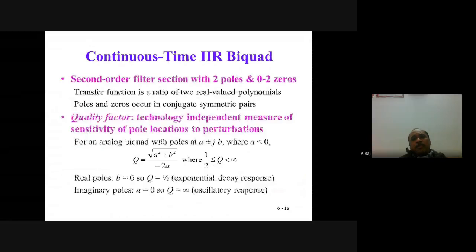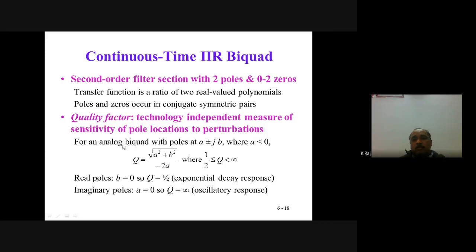Now, if we consider the continuous time case, in second order filter sections with two poles and 0 to 2 zeros, meaning there will be 0 zeros, 1 zero, or 2 zeros, that will be the second order filter. The transfer function is a ratio of two real valued polynomials, and the poles and zeros occur in conjugate symmetric pairs. Quality factor, as we know, is a technology independent measure of the sensitivity of the pole locations to perturbation.